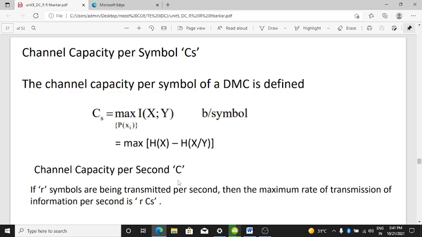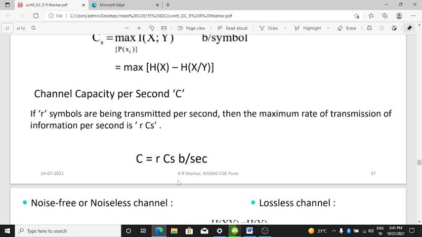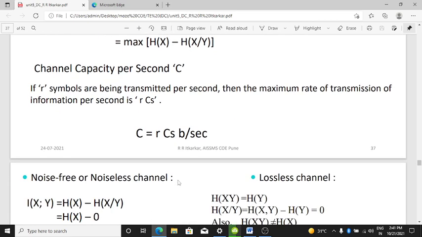Channel capacity per second, C. If R symbols are being transmitted per second, then the maximum rate of transmission of information per second is R times Cs, where C equals R Cs bits per second.